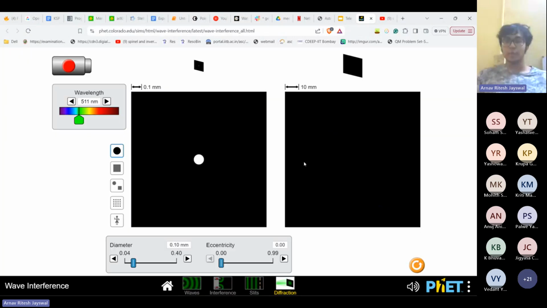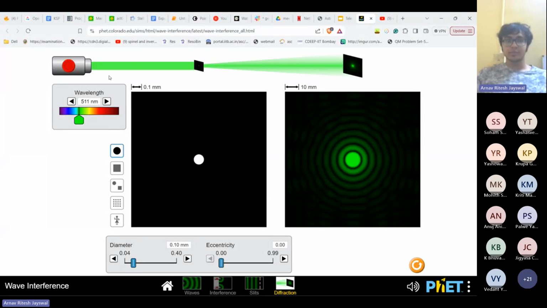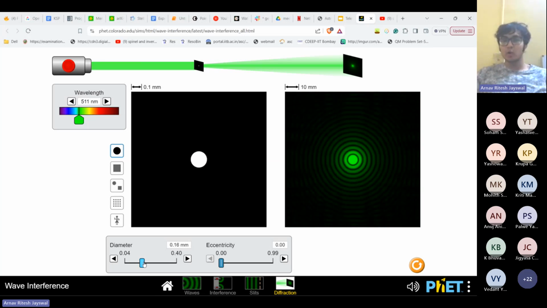To visualize the phenomena better, there is a quick simulation on diffraction. You can turn this on and you can see that the laser is passing through a hole, but in the end there's a very interesting diffraction pattern, which is caused by the various light waves bending around the hole. So this is diffraction, and you can play around here. If you increase the size of the hole, you can see that the fringes are getting closer.